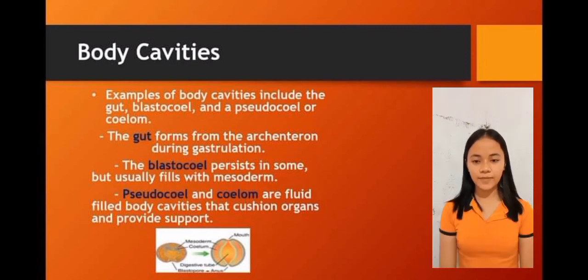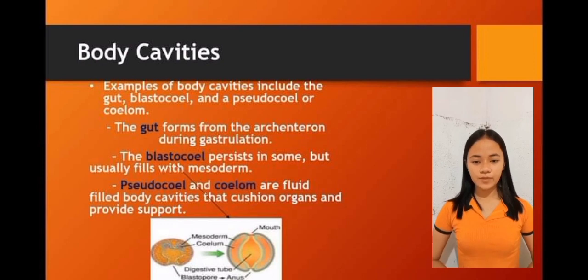Let's go to the last of the body cavities. In protostomes, mesoderm forms from endodermal cells near the blastocoel. Here are the three body plans possible. The first is acoelomate, with no body cavity. The second is pseudocoelomate, the body cavity between endoderm and mesoderm. The last is coelomate, the body cavity surrounded by mesoderm. That is our topic that was assigned to me.